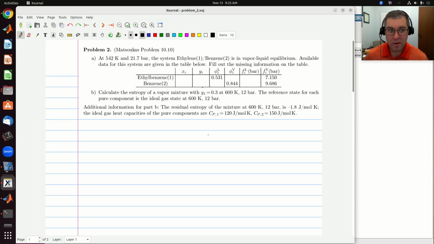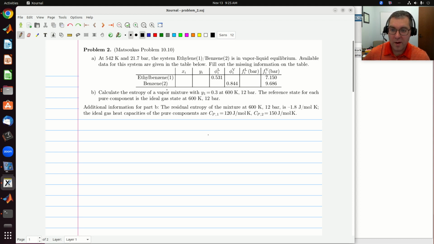All right, let's take a look at problem 2 from chapter 10. At 542 Kelvin and 21.7 bar, the system ethylene benzene is in vapor liquid equilibrium. Available data for the system are given in the table below. Fill out the missing information on the table.